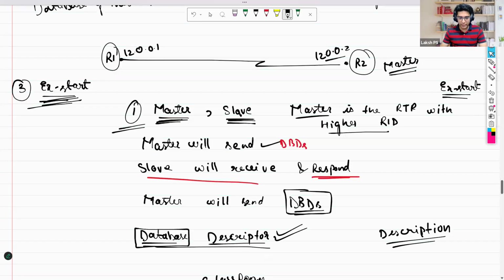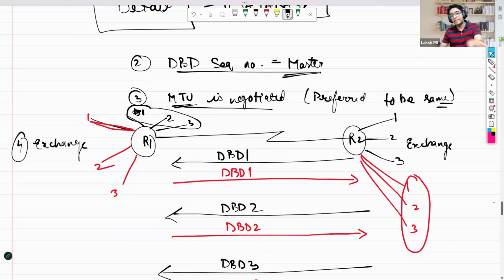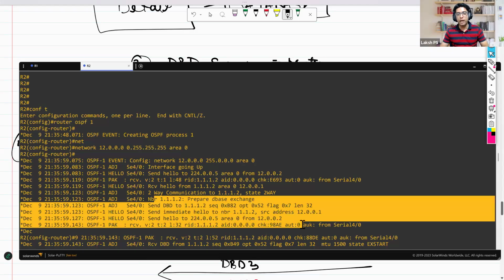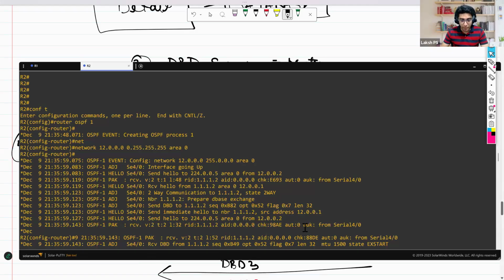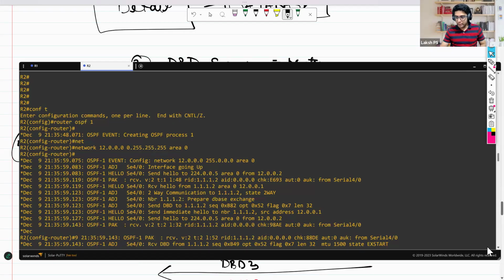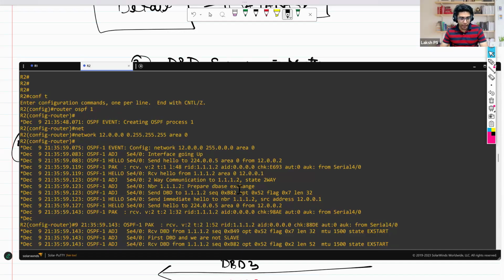And we discussed yesterday that in the ExStart state, these three parameters are negotiated so that in the next state, the Exchange state, the DBDs, or database descriptors, are exchanged. So this message, preparing database exchange, is part of your ExStart state. You can clearly see here that ExStart state is mentioned as well. So it is preparing.